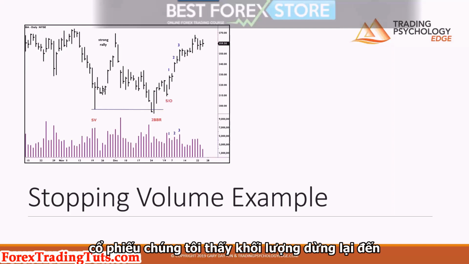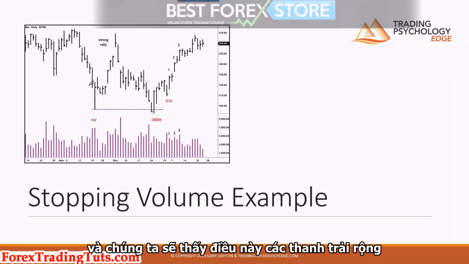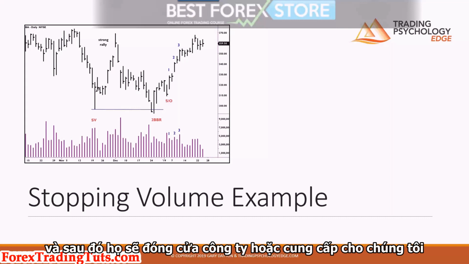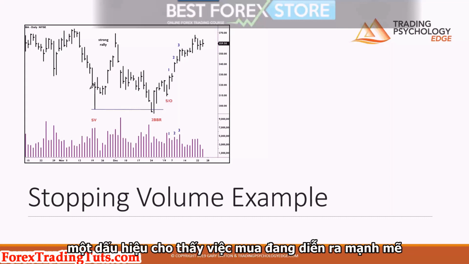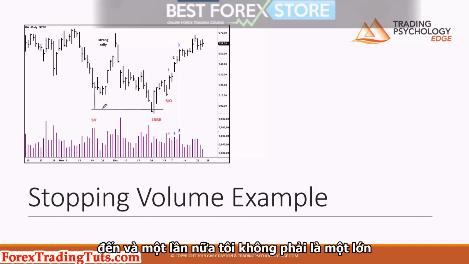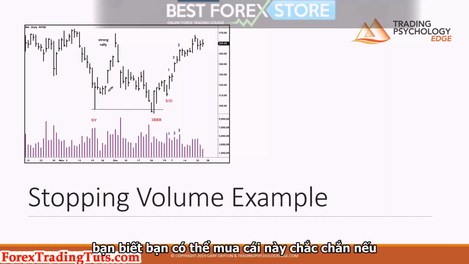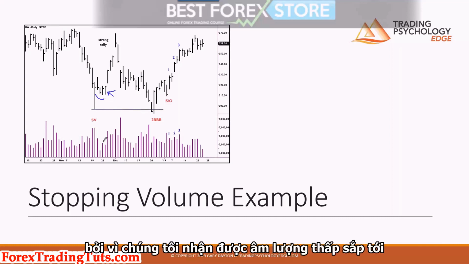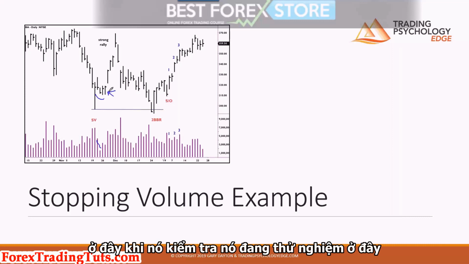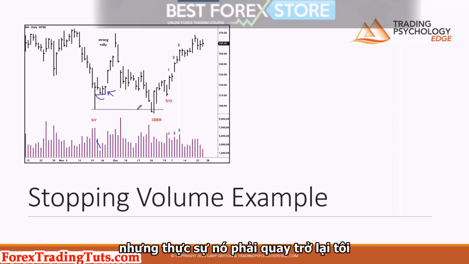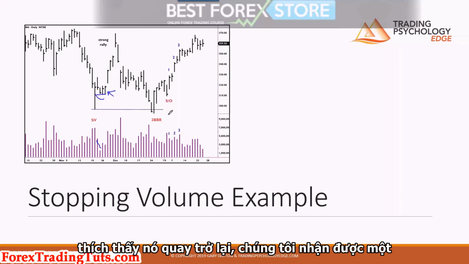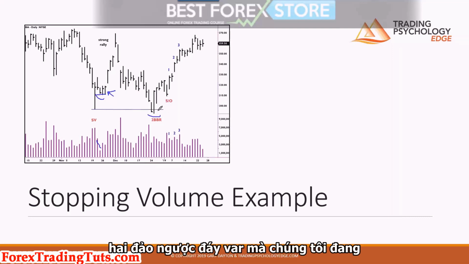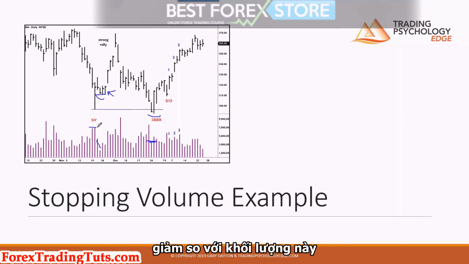We see stopping volume coming in, the widespread bars, and then they'll close firm or give us an indication that buying is strongly coming in. And again, you could buy this surely if you wanted to, because we get the low volume coming down in here as it tests. It's testing in here, but really I prefer to see it come back down. We get a 2-bar bottom reversal, which we're going to talk about, and we see the volume is very low when we come back down compared to this volume over here.